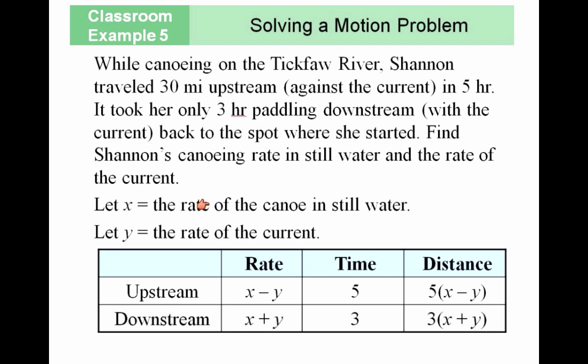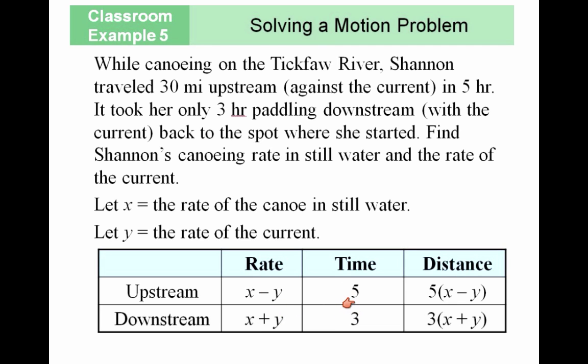We're going to let x be equal to the rate of the canoe in still water, and y would be the rate of the current. A table would help us again here. When you go upstream, the rate of the current works against us, so it would be x minus y, that would be the rate. When we're going downstream, the rate of the current would help us to move ahead, so it would be x plus y. So that would be our rate in terms of x and y.